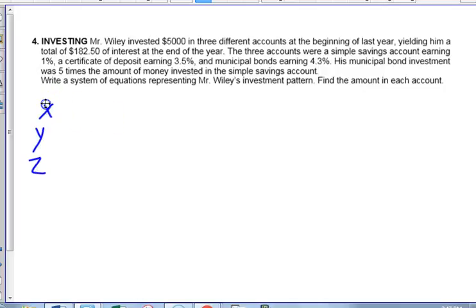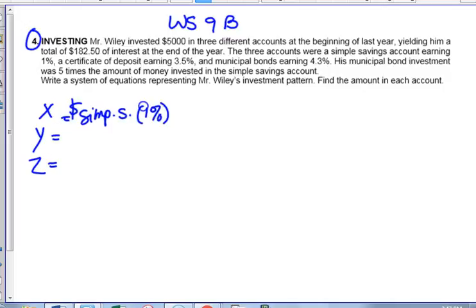What are the 3 different kinds of accounts, guys? This is worksheet 9, side B, number 4. Okay, a simple savings account, and it's the amount of money in that account, which is earning 1% interest when we get there. Okay, then there's the amount of money in a CD that's earning 3.5%. And there's the amount of money in some kind of municipal bond that's earning 4.3%.